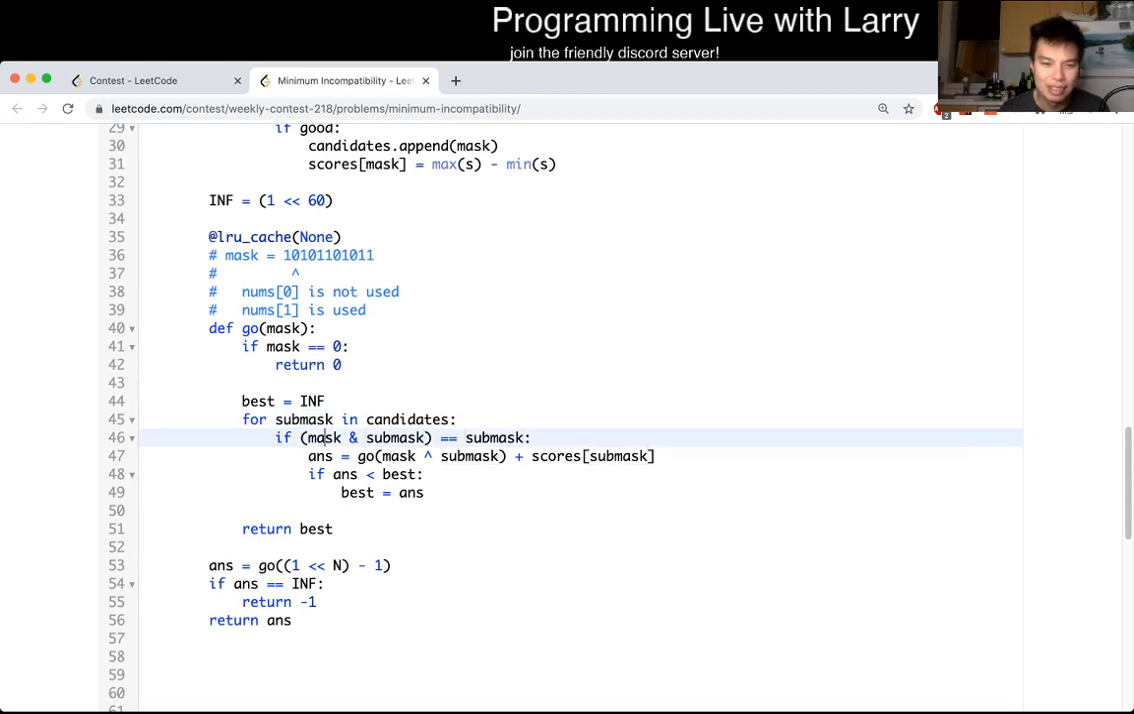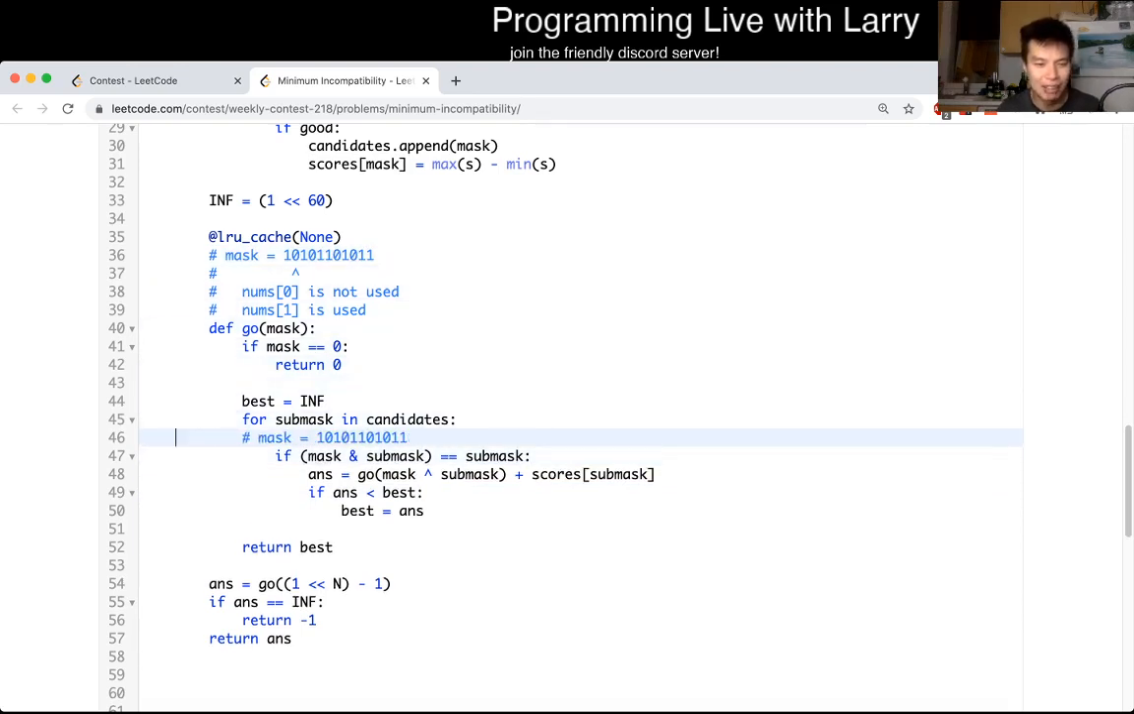Then for each submask here, this is a really weird way of saying it, but the idea is that if every bit of the submask is used, then we go do this other thing, right? And you could kind of work it out yourself. That's the beauty about bit masks, is that you can actually see the logic once you have some foundation.